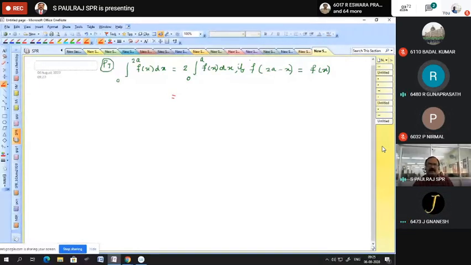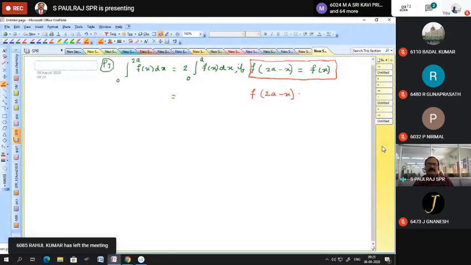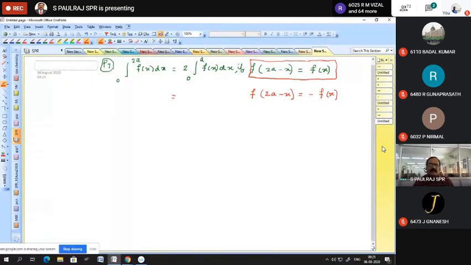You have to check it. One more is there: f of 2a minus x equal to minus f of x. We will do the problem, don't worry. If f of 2a minus x equals minus f of x, the answer is 0. Next, property number 8.